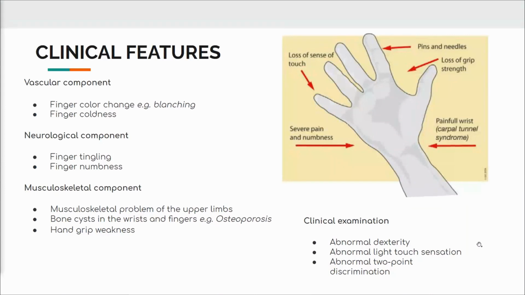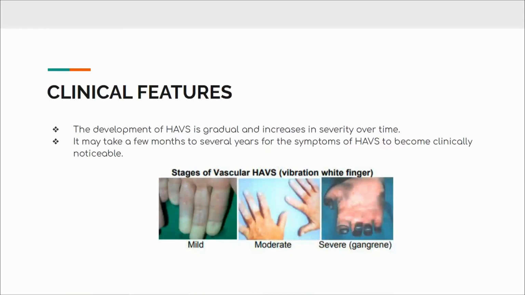And next slide. Okay. All right, so the development of HAVS is gradual and it increases in severity over time. It takes a few months or even years for the symptoms of HAVS to become clinically noticeable. So this is an illustration of the stages of HAVS from mild to the severe stage.